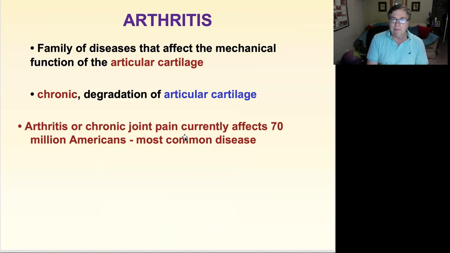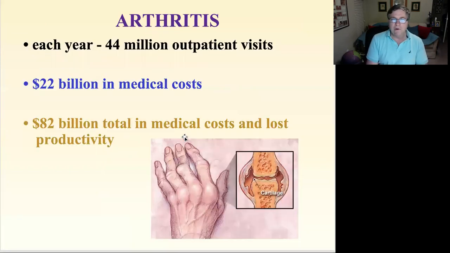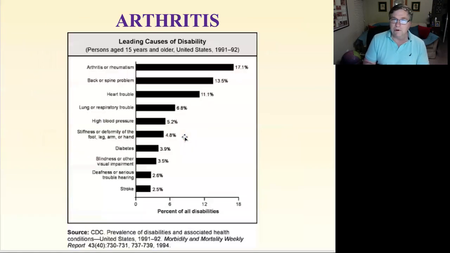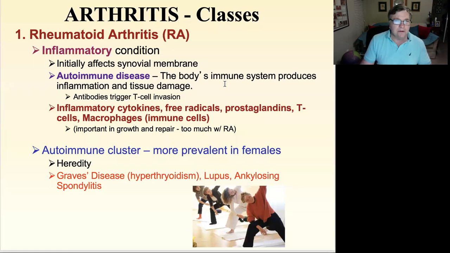Arthritis and chronic joint pain affects 70 million Americans. So together, they're the most common problem. 44 million outpatient visits, 22 billion in medical costs, 82 billion in lost productivity and medical costs. And you can see this is a little dated, but this still holds true today. Arthritis and rheumatism are the major cause of disability. Back and shoulder problems and spine problems are number two.